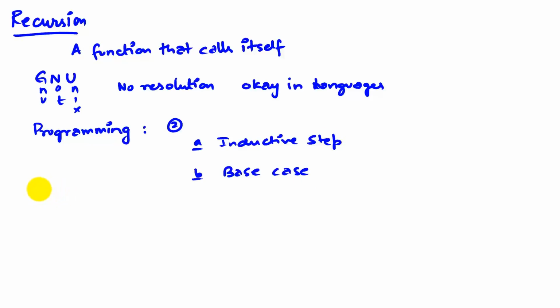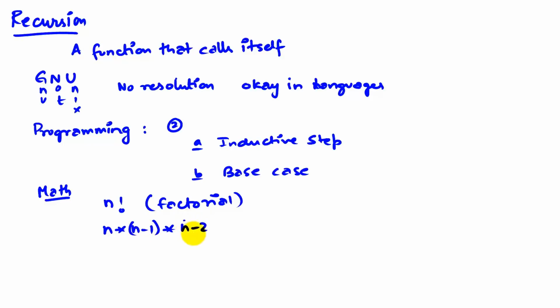Recursive definitions are pretty common in math. So let's take a recursive definition from math. You all may have heard of factorial. The factorial of n is defined as n times n minus 1 times n minus 2 times all the way down to 1. There's a recursive definition for this. The recursive definition says n factorial is given by n times (n minus 1) factorial.